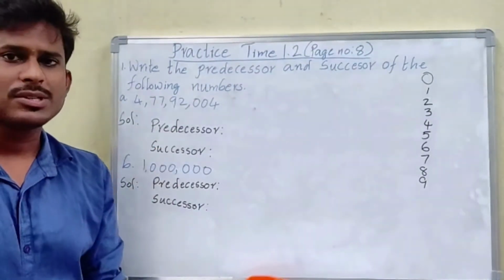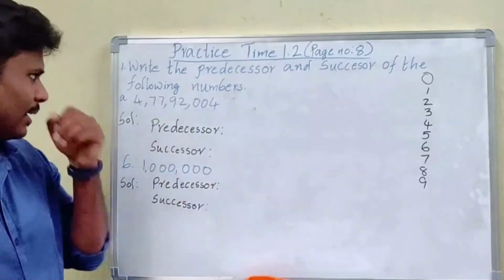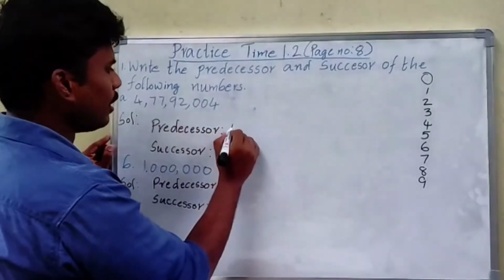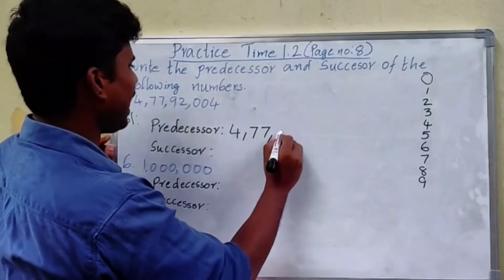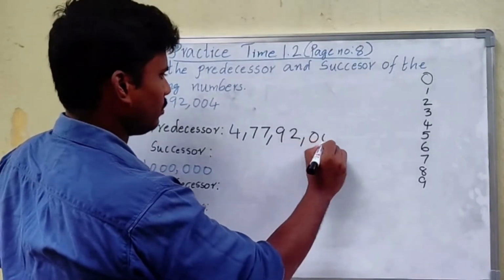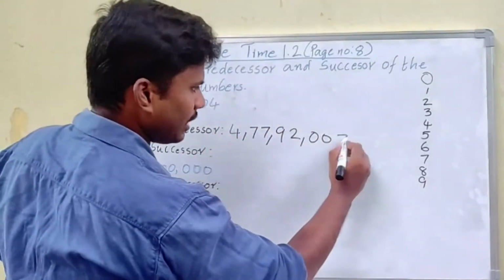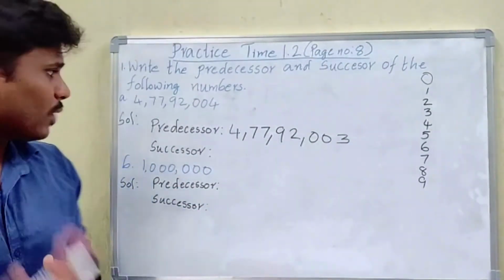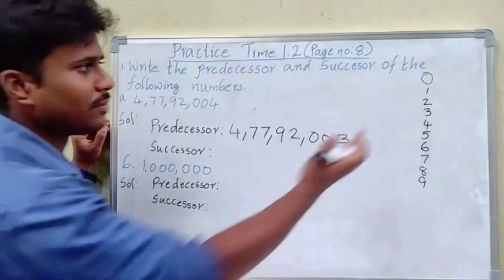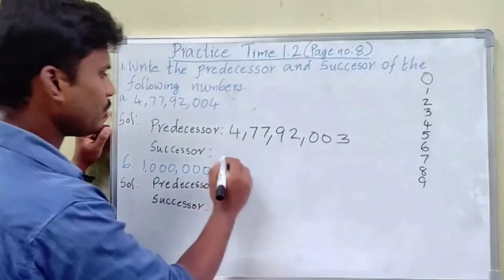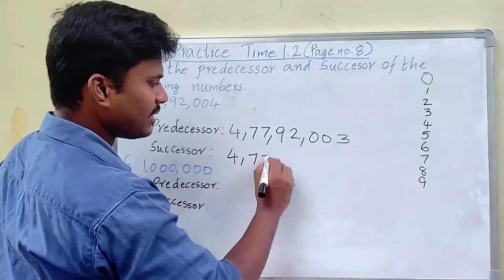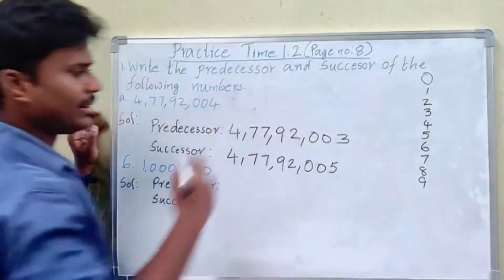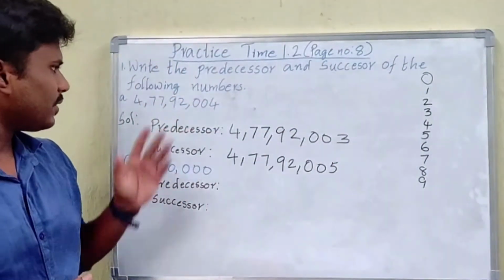As I said, the predecessor means what? The before number, minus 1. That means only in the ones place we have to subtract 1. Remaining all same. 4 crore, 77 lakh, 92,000 and 4 minus 1 is 3. That is the predecessor. Successor means what? Next number, plus 1. So 4 plus 1 gives us what? 4, and the next digit is 5. So same digits let us write. 4 crore 77 lakh 92,005. Okay, these are the predecessor and successor of the given number.